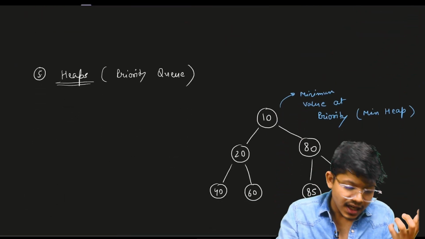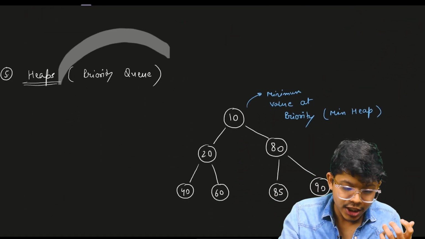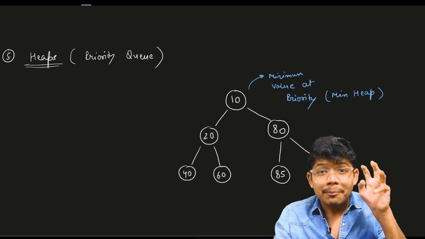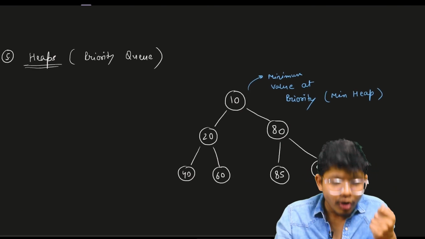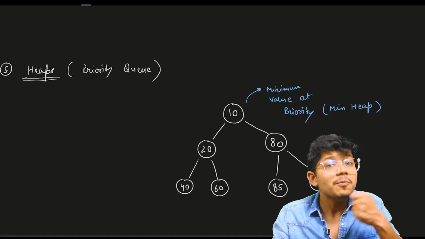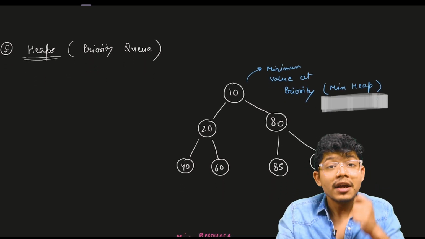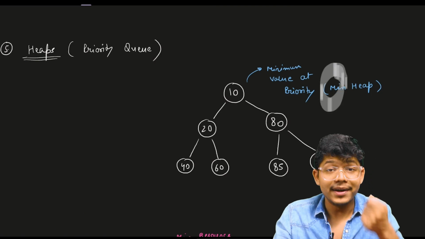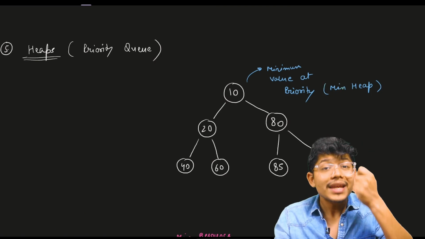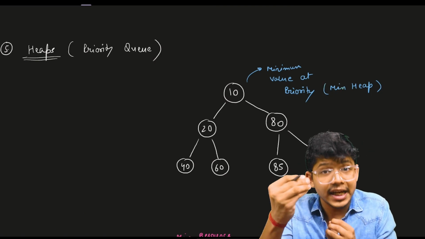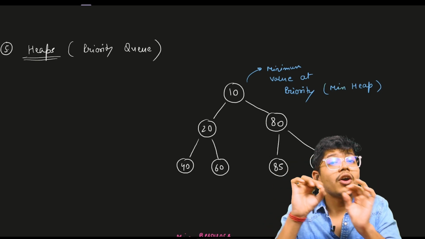Now next comes our heap, also known as the priority queue. Now why is it named priority queue? Because it gives priority to some specific kind of element. Specifically, you have a min heap which gives priority to the minimum element, and thus you can extract the minimum element in the most efficient time. Thus it is named the priority queue.